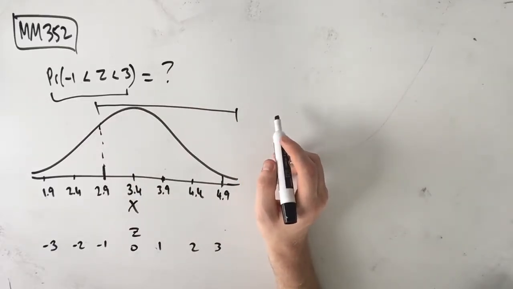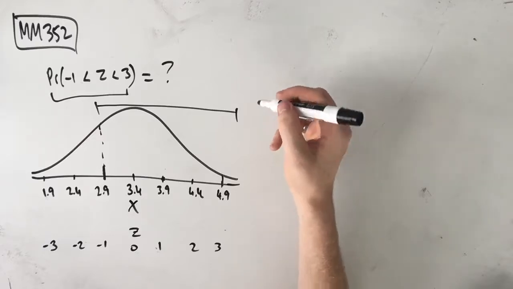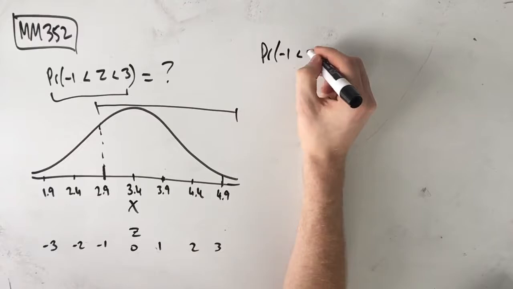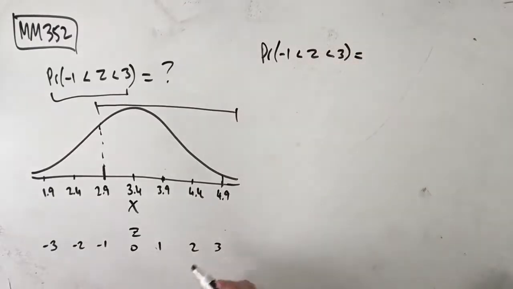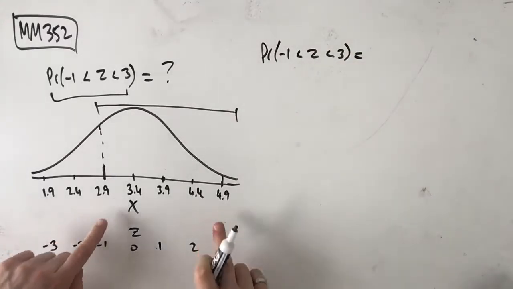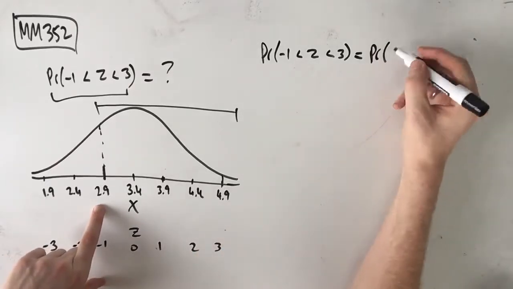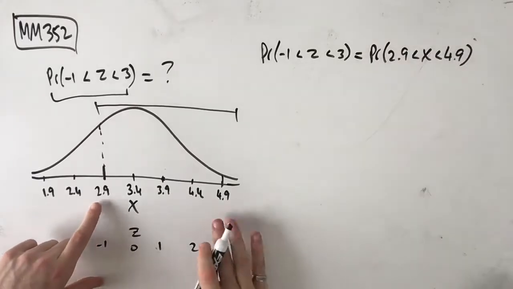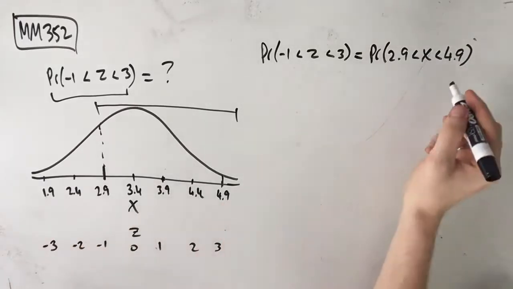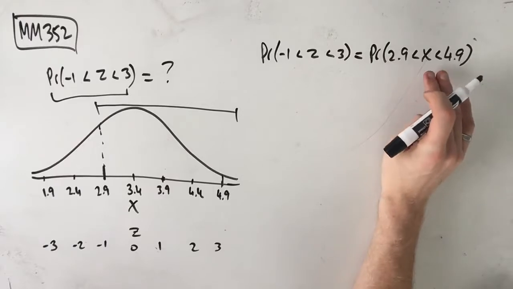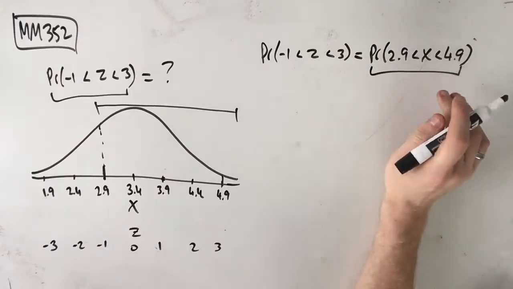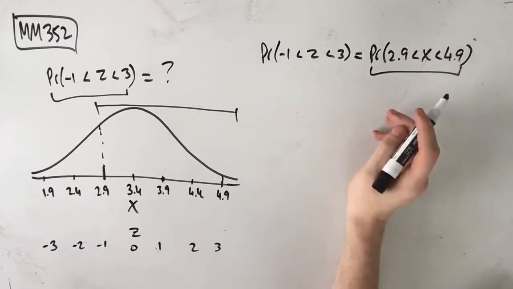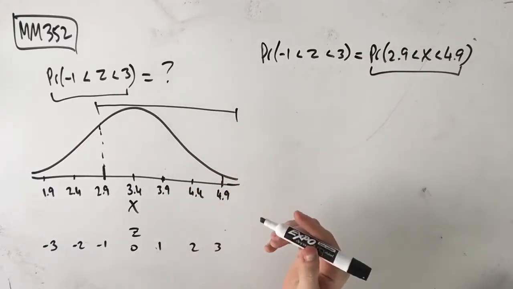So the way that we do this is, if we know that the probability of z between -1 and 3 is equal to this bit here, then that's the same as the probability that x is between 2.9 and 4.9, because they're in the same area. So what I would do is check if this is part of our answers. And it's not. So we need to find a different way to write this.